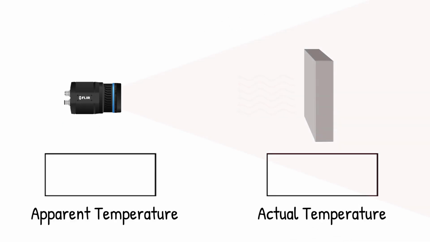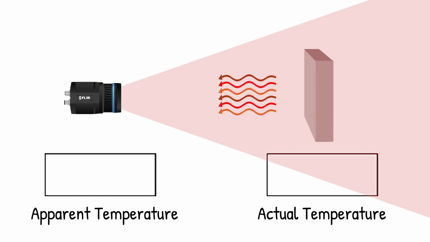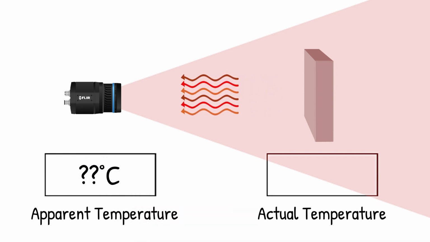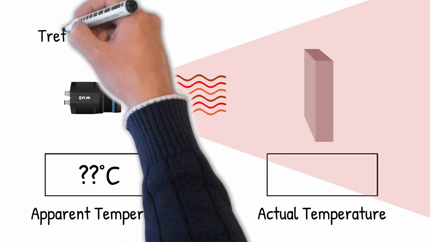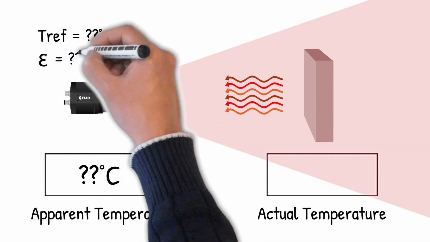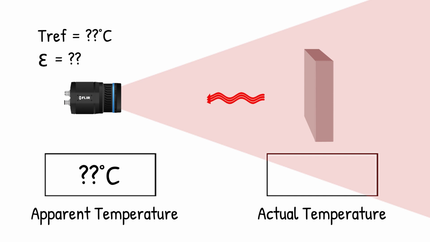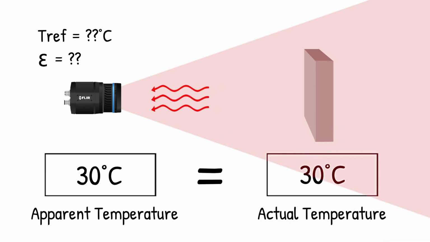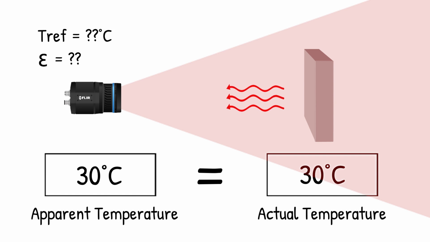The infrared camera sees the total radiation from the target of interest and cannot differentiate between the various radiation sources. The camera user must tell the instrument what makes up the total radiation, so the instrument can calculate and report an apparent temperature close to the actual temperature. Most infrared cameras have inputs for target emissivity and reflected temperature.